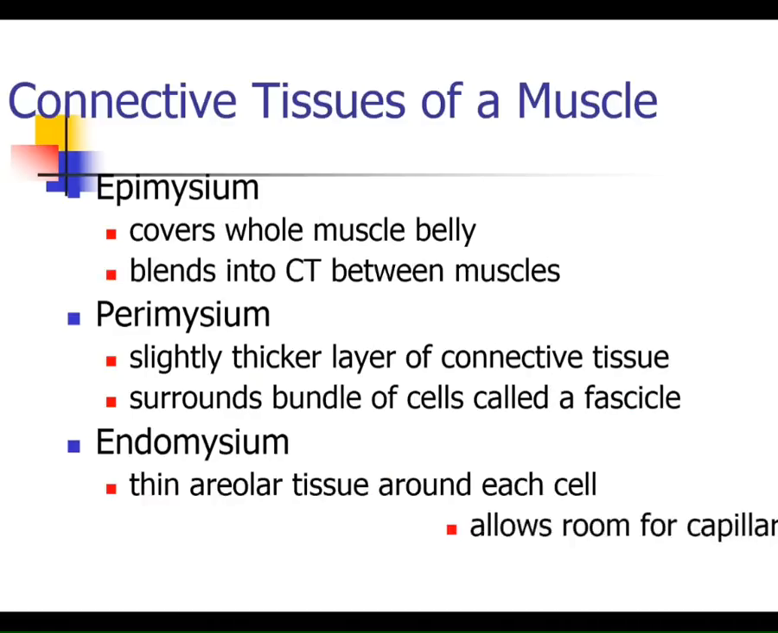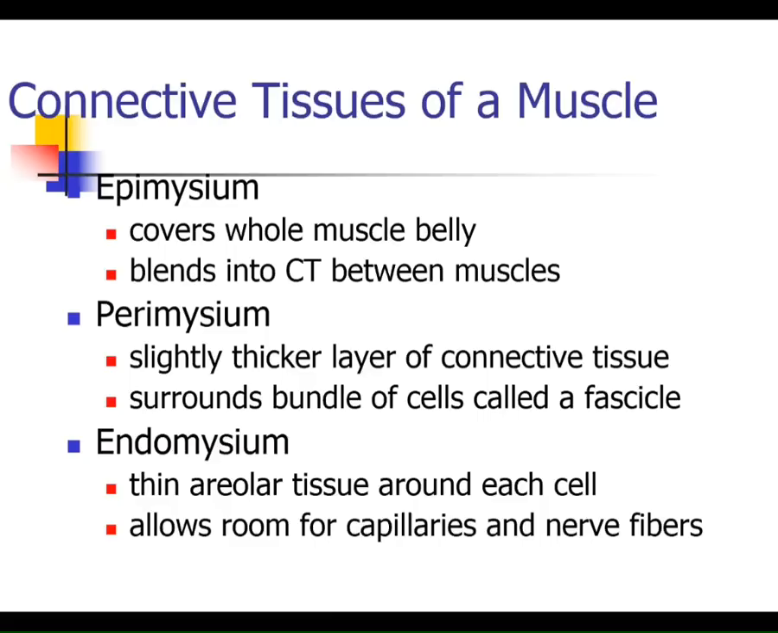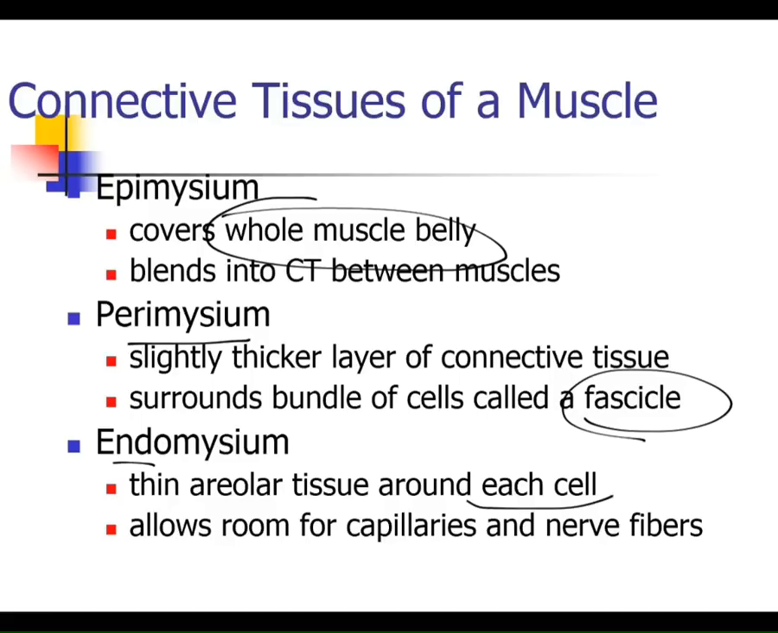So the epimysium, where is it again? The epimysium is covering the entire muscle. It's going over the entire muscle. Then there's the perimysium. Peri meaning around. Around what? Going around the fascicles. And then finally there's the endomysium within the muscle going around each and every individual cell. So those are 3 layers of connective tissue found within a muscle.